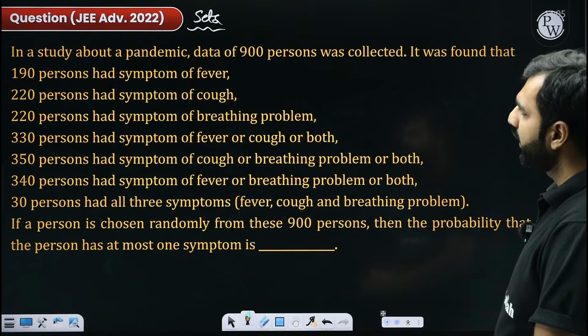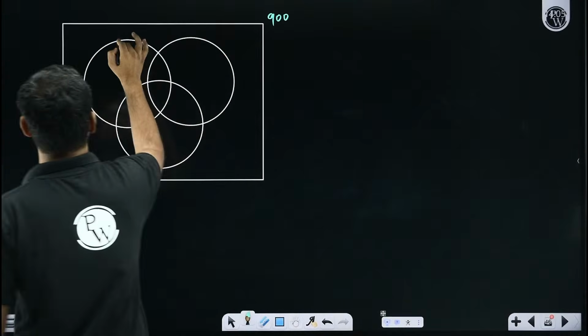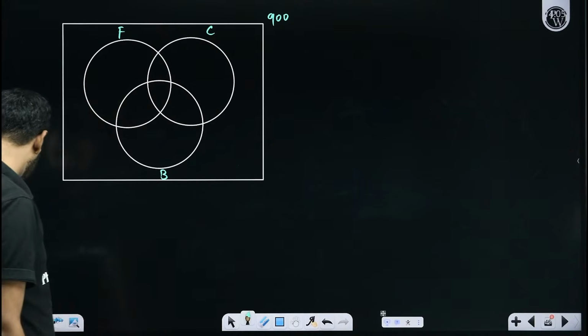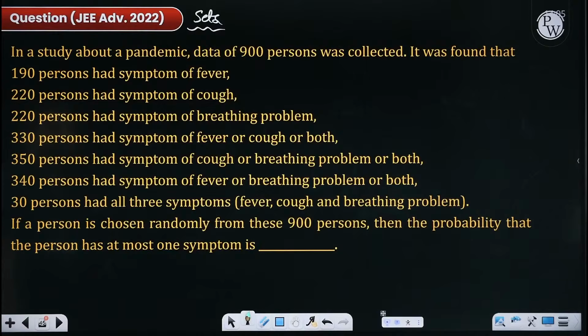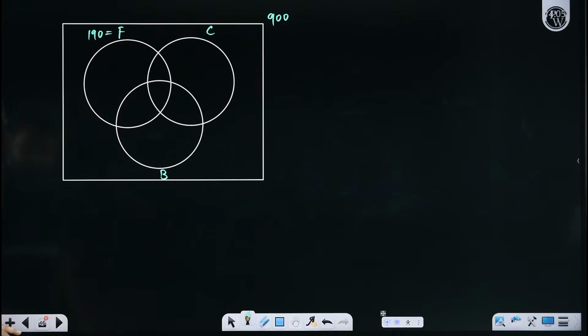It was found that 190 had fever, cough, and breathing problems. So there are three problems. First problem is fever, second is cough, and third is breathing. I hope no confusion on that. So fever, how many people are suffering from fever? 190. So this entire circle is taken by 190 people.